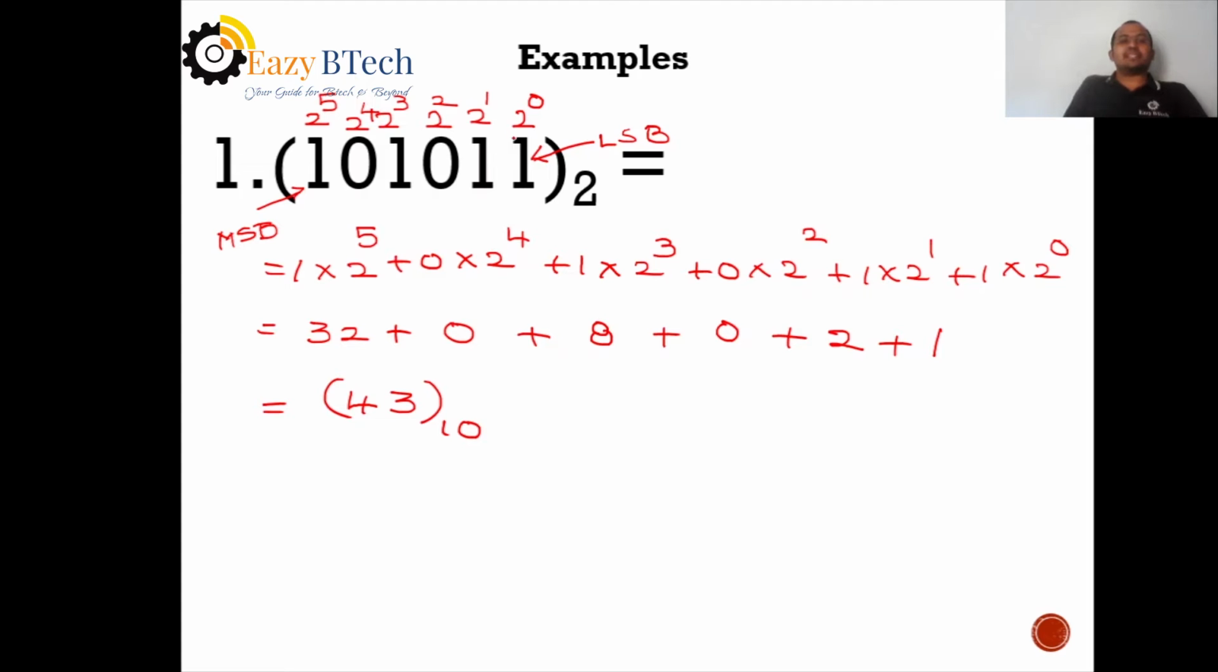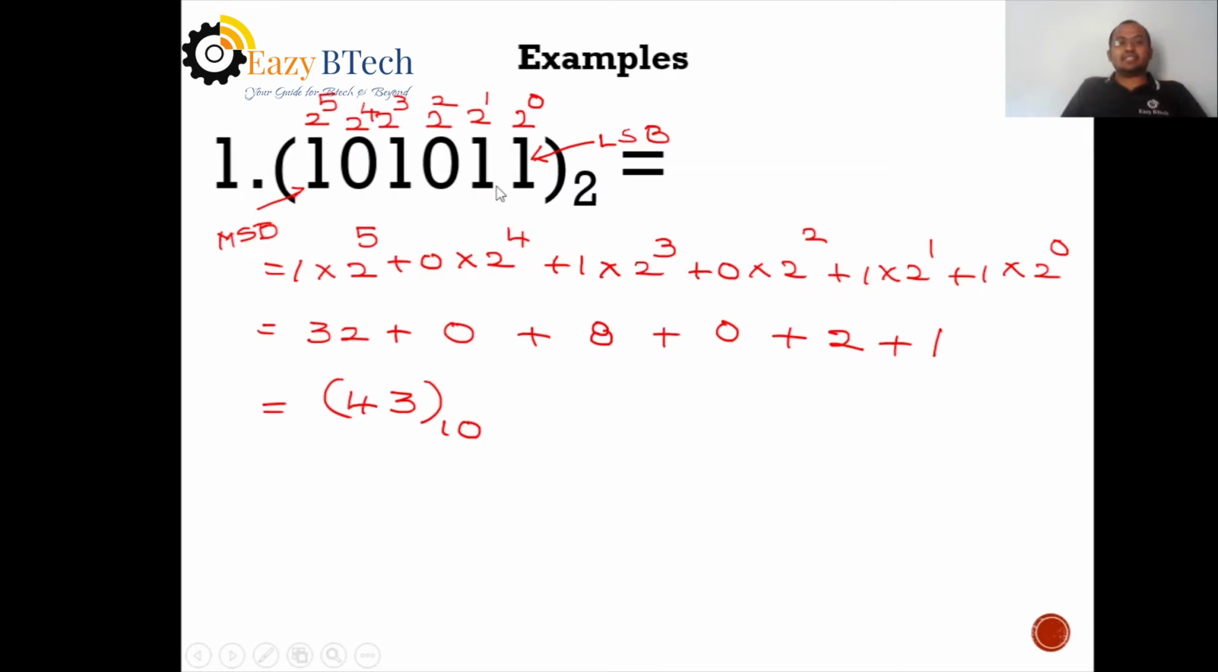So what we have to do? We have to assign the weights in the order of 2 power, assigning the weights from LSB to MSB. Then we have to multiply with the respective bit value and sum all those values. We will get the corresponding decimal equivalent for the given binary number.